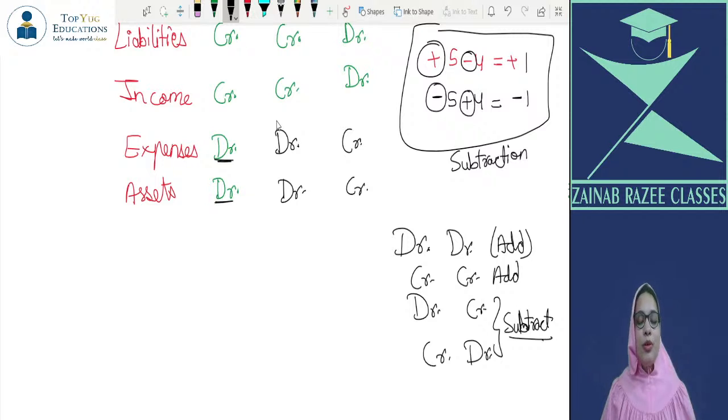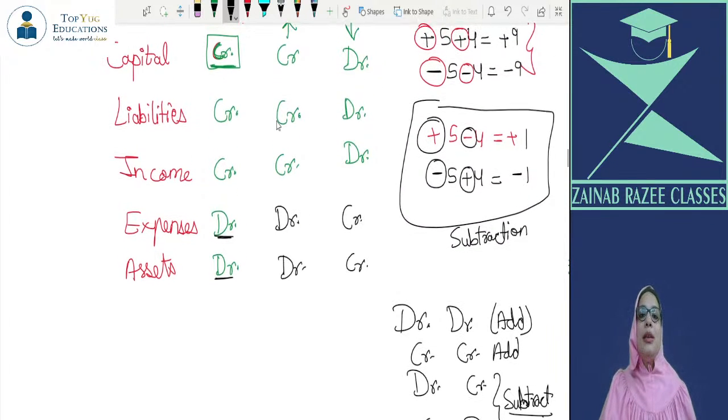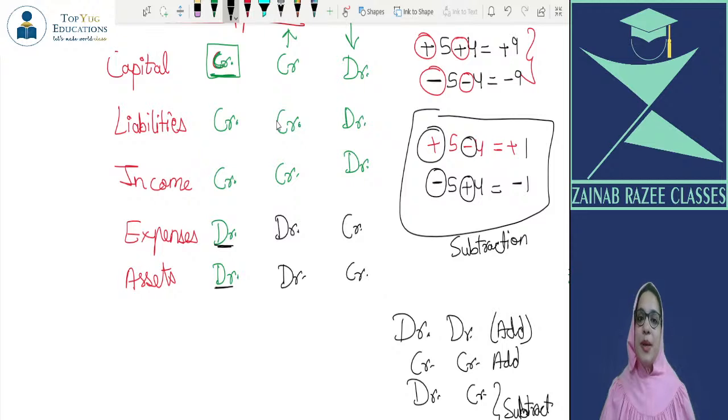Okay. So now finally we have learned the traditional approach, real, personal, nominal, where we apply the golden rules of accounting. For personal, it is debit the receiver, credit the giver. For real account, the rule is debit what comes in, credit what goes out. For nominal account, the rule is debit all expenses and losses, credit all incomes and gains. And then we have our modern classification, where accounts are classified into capital, liability, income, assets and expenses. Assets and expenses have a debit balance, and if you want to increase debit, you will debit it more. If you want to decrease debit, you will credit it. And for capital, liability and income, it is a credit balance. If you want to increase credit, you will credit it. If you want to decrease credit, you will debit it.